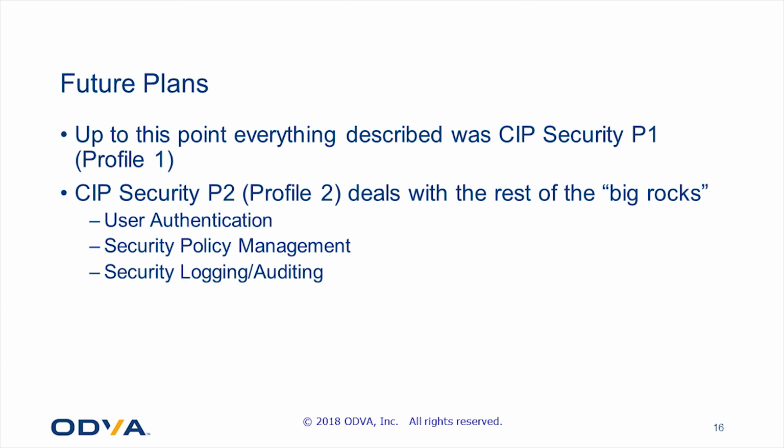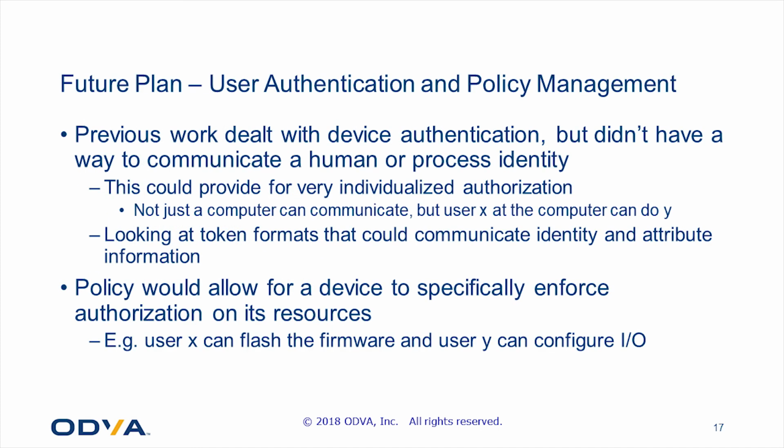So the user level authentication, that's one aspect that P2 will cover. Security policy management for authorization, that's another one, and then security logging and auditing. We'll talk a little bit about those things. So user authentication and policy management. Again, previously the work dealt with device level authentication, but it didn't really have a way to communicate the human identity or the process identity that would be doing something.